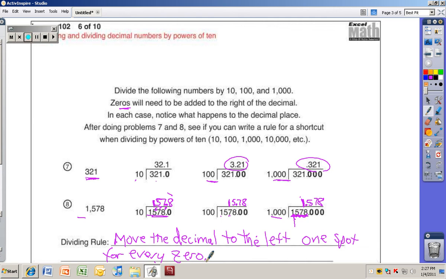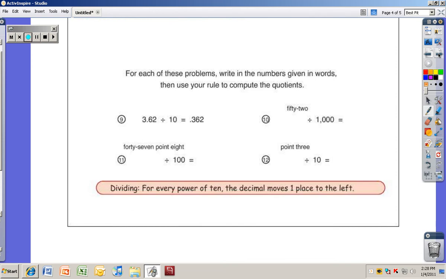Okay, now this only works when we're dividing by powers of 10. The numbers 10, 100, 1,000. It doesn't work with 5,000 or 300 or something like that. Only when it's got a 1 and then some zeros after that 1. All right, let's take a look at some other problems like these and see if we can solve them. Go ahead and pause the video, turn it back on when you're ready to see the solution.